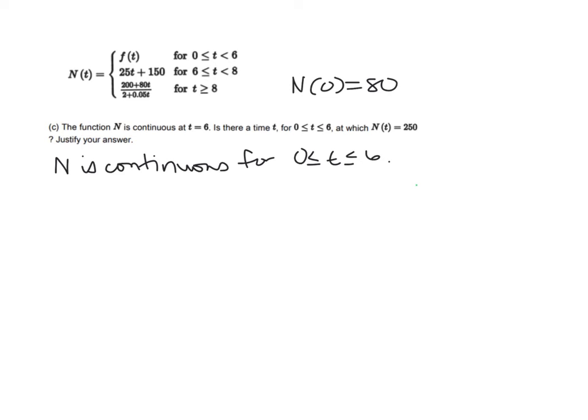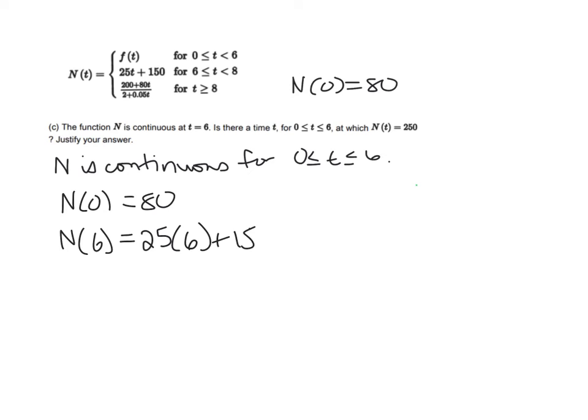The next thing that we're going to do is check our endpoints. Our endpoints are going to be at 0 and 6. So we know that when t is 0, we get n equals 80. When t is 6, you're going to use the second equation, and that gives you 300. So we have our endpoints.